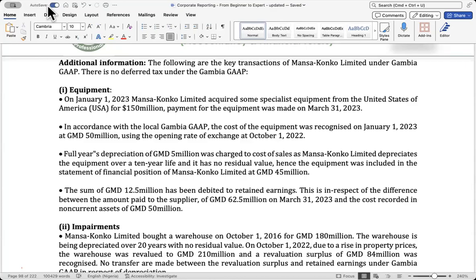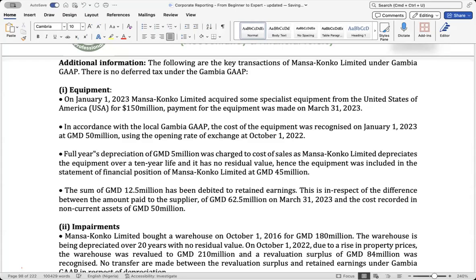The sum of GMD 12.5 million has been debited to retained earnings. This is in respect of the difference between the amounts paid to the supplier of GMD 62.5 million on March 31st, 2023, and the cost recorded in non-current assets of GMD 50 million.